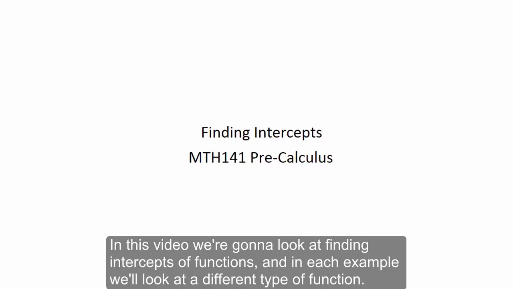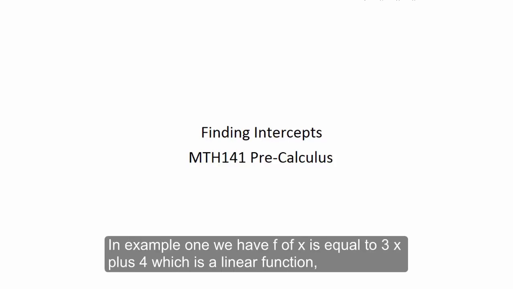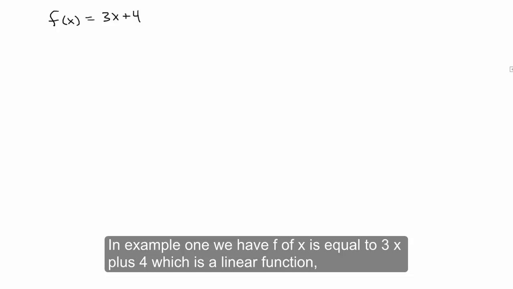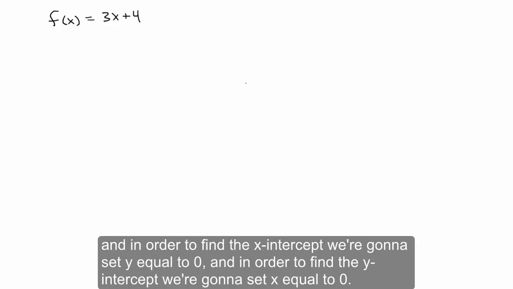In this video, we're going to look at finding intercepts of functions. And in each example, we'll look at a different type of function. In example 1, we have f of x is equal to 3x plus 4, which is a linear function. And in order to find the x-intercept, we're going to set y equal to 0. In order to find the y-intercept, we're going to set x equal to 0.